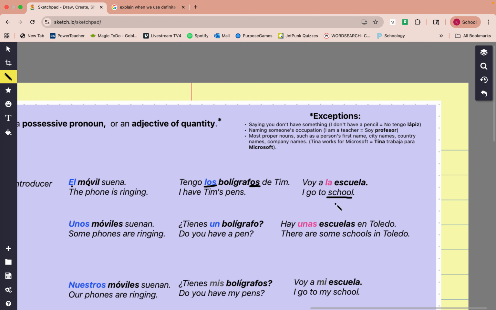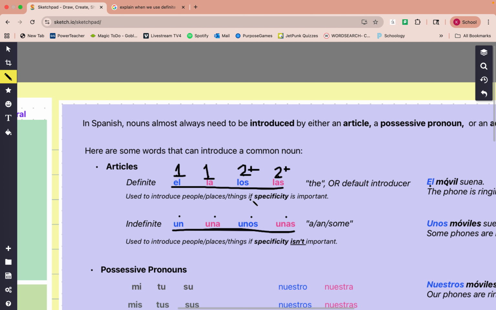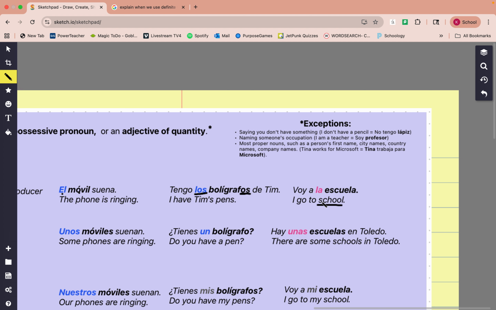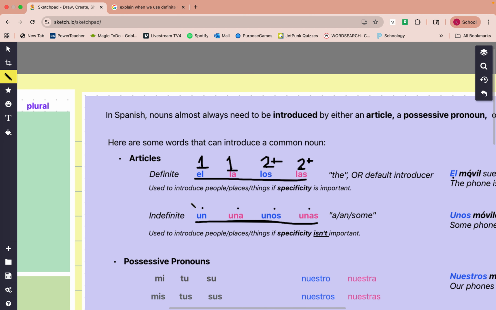And in this case, we're using a definite article because a definite article is used if specificity is important. I don't want to say I go to just any school. I know that I go to a specific school, and it matters which school I go to, because if I pull up at the wrong school on Monday morning, I'll be marked absent at my real school, right? So I know that I need to use a definite article, one of these four.